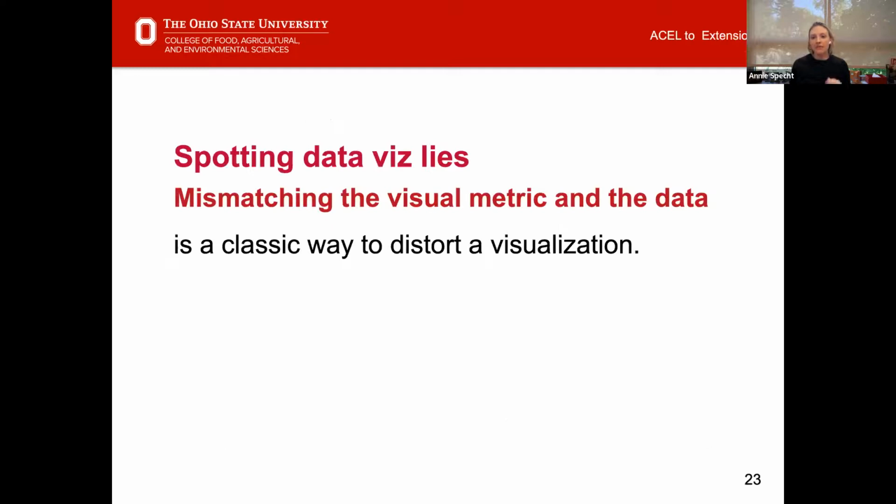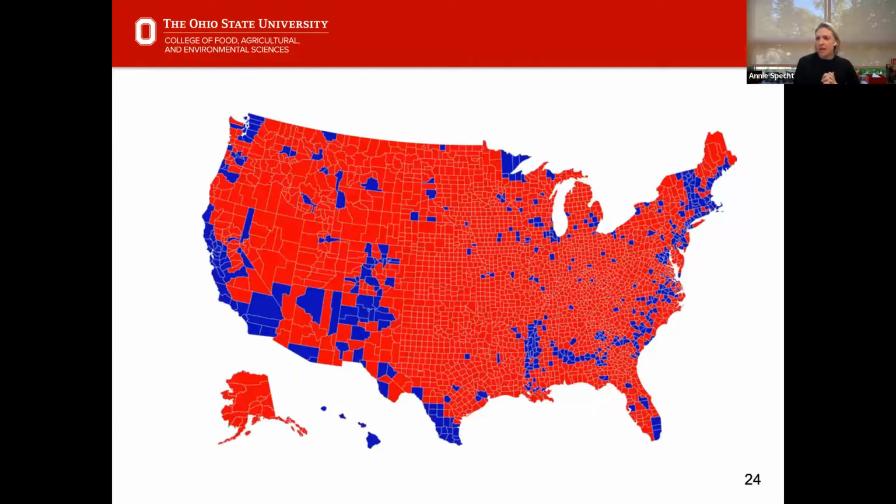We also have this idea of mismatching the visual that we're using and the data. So I'm going to show you an example that does a really good job of explaining what we're talking about here. This was a political map that was shared a lot, I believe, around the 2016 presidential election. So obviously a very contentious time in American politics. And I saw this on social media a lot, especially from some of my peers who tend to be a little bit more right-leaning on the political spectrum.